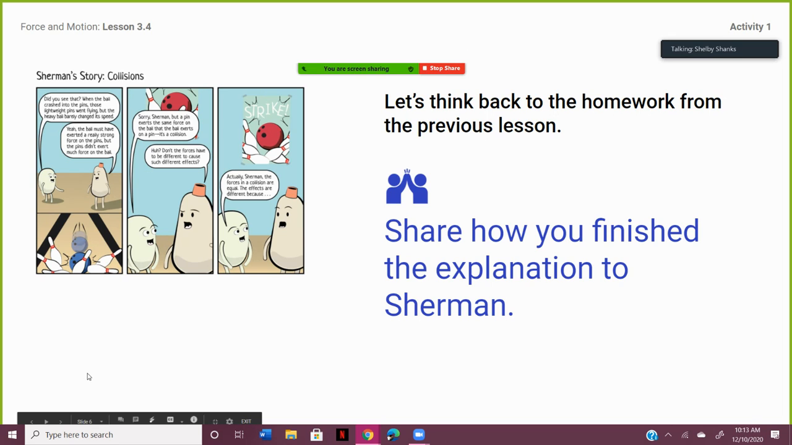All right, so on Tuesday, you were given some homework to do. You had this little comic strip, and then you had a reading. And so we're going to look at this comic strip one more time, and I want to see how you guys finish this explanation to Sherman.